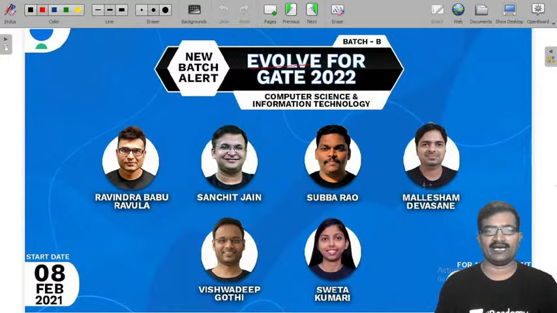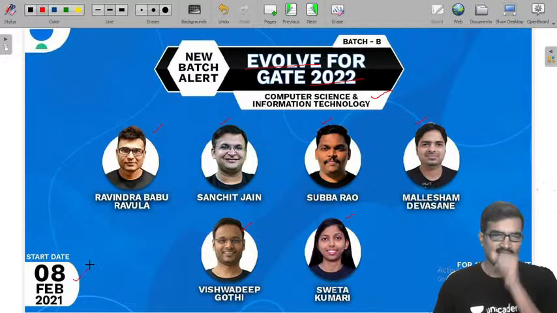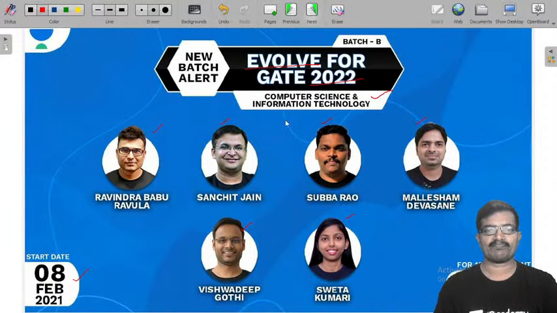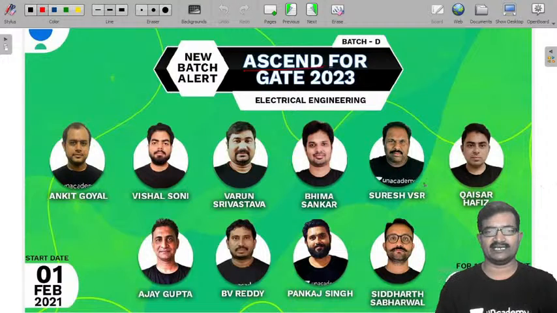And there is an Evolve batch for GATE 2022, computer science and information technology. Here are the top faculty from computer science and information technology. This batch started from 8th February 2021. And next there is an Ascend batch for GATE 2023 for electrical engineering. This batch started from 1st February 2021. Here are the top faculty who are handling the subjects in this department.